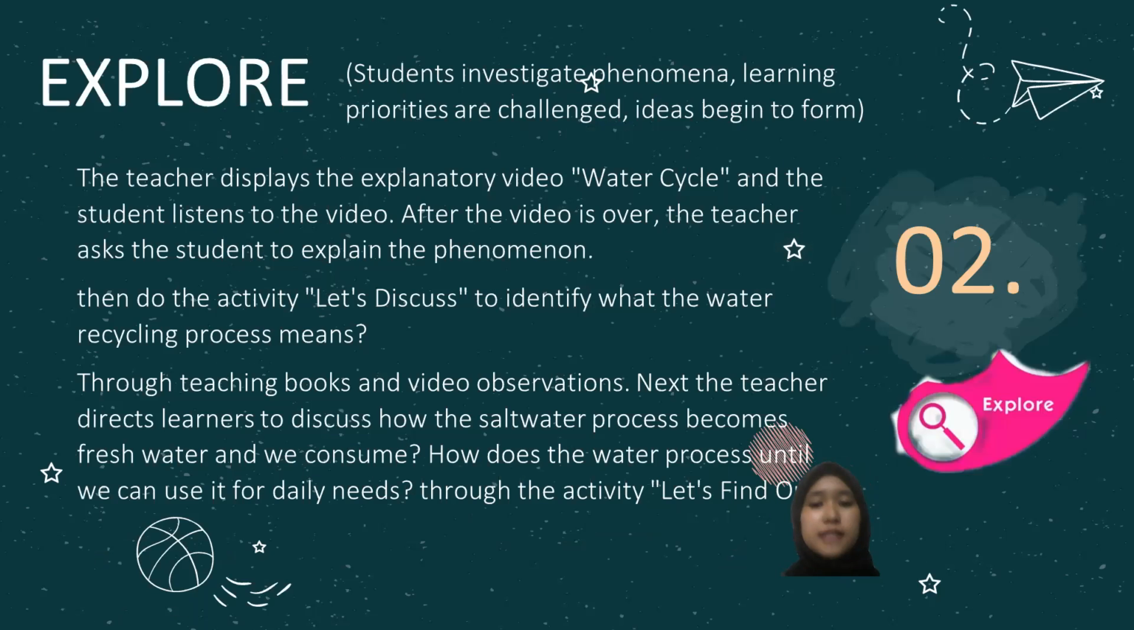The second step is explore. Students investigate phenomena. Learning is prioritized, and challenging ideas begin to form. The teacher displays an explanatory video of the water cycle and the students listen to the video. After the video is over, the teacher asks the students to explain the phenomenon. Then they do the activity, let's discuss, to identify what the water recycling process means.